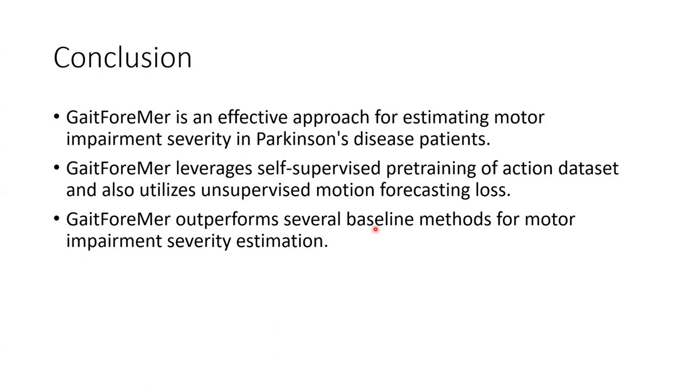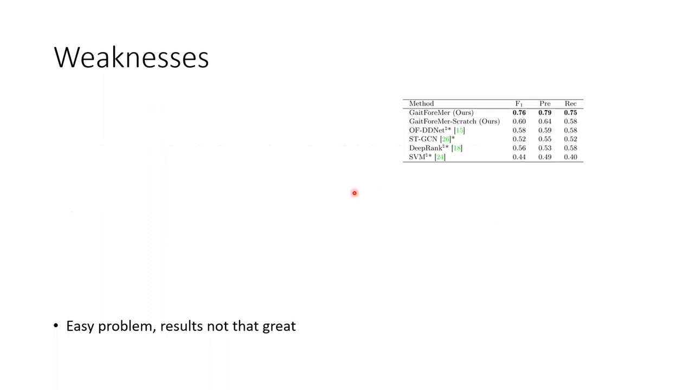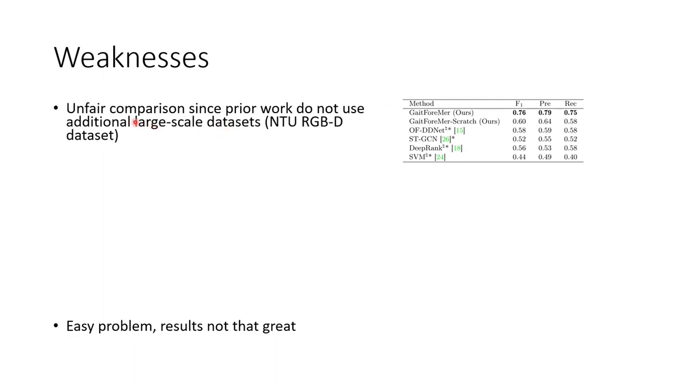Here I'll mention some weaknesses. In this table, we have seen when they compare with prior work, there is some problem with that. For example, the comparison is unfair because prior work does not have access to additional large-scale datasets, and that makes a lot of difference in computer vision tasks. So that's kind of unfair. They don't have an additional dataset in prior work, and they are using that.